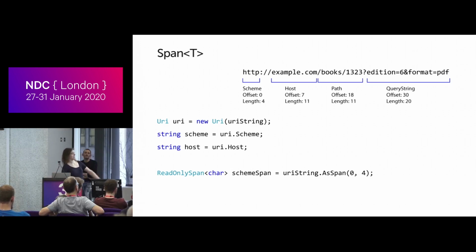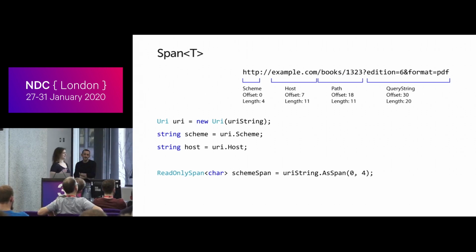You have a string which represents a URI, and you create a new URI object. You can access different parts of that string using the different properties on the URI object, but each of these properties represents another string which has been allocated on the heap. So you end up allocating quite a lot of strings in order to access different parts of the memory. If you instead use a span, just to index into the first 4 characters in that string, you can access that memory directly, and because spans are ref structs, they are allocated on the stack, so you don't cause any extra allocations.